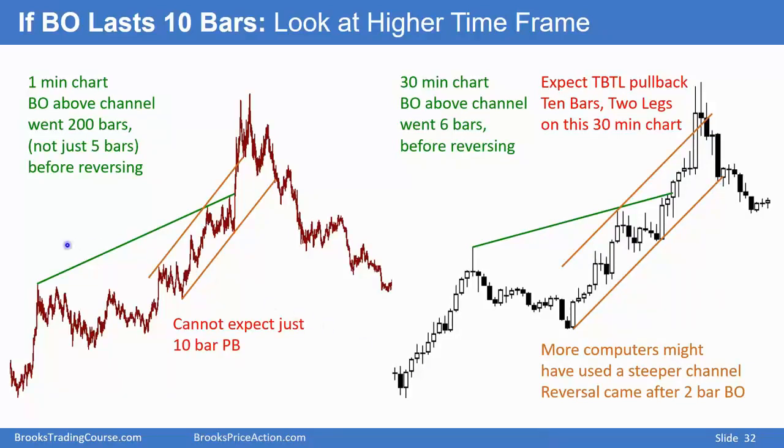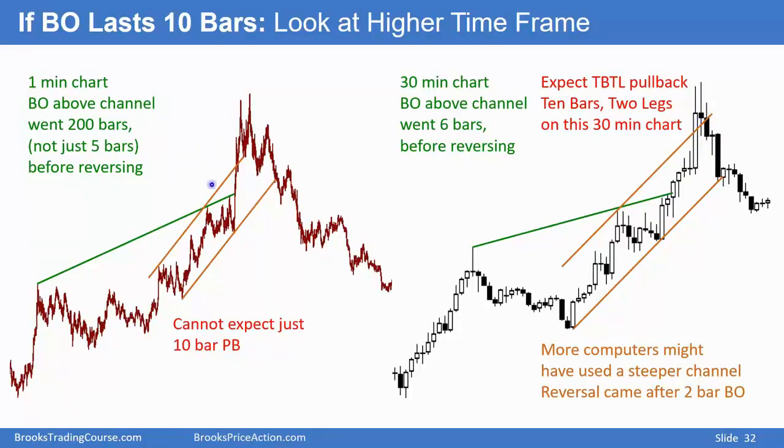Some computers will use the green line, other computers will change their minds and then use this orange line for the channel, and they'll look to sell a reversal down if the reversal comes within about 5 bars. This is consistent with my 70% rule. I look at the highest time frame chart where I can draw the channel, and I expect the reversal down to come within 5 bars of the bull breakout above the channel on that time frame.